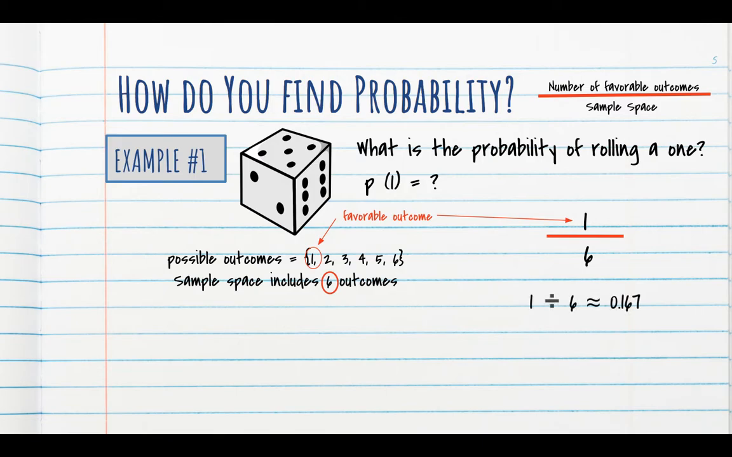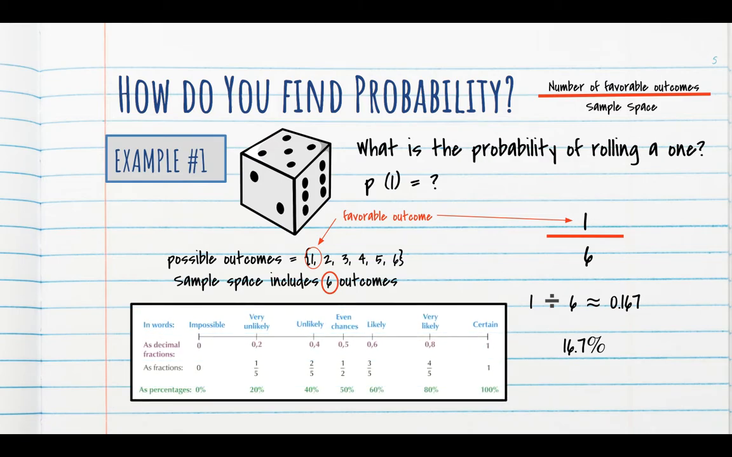If I want to express that as a decimal, I take the numerator and divide it by the denominator, and I get roughly 167 thousandths. Changing that to a percent, I move the decimal 2 places to the right, which is the same as multiplying by 100, because percent is out of 100. And the probability of rolling a 1 is a 16.7% chance. If we think about this on the likelihood scale, it's very unlikely I would roll a 1.